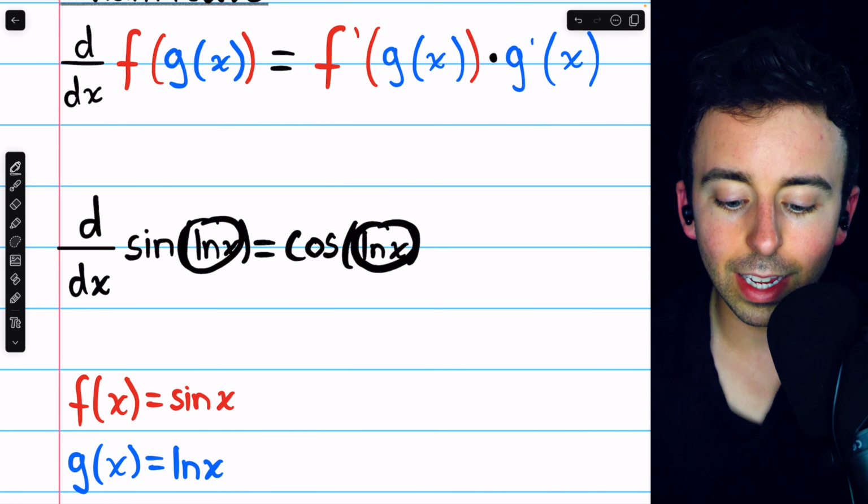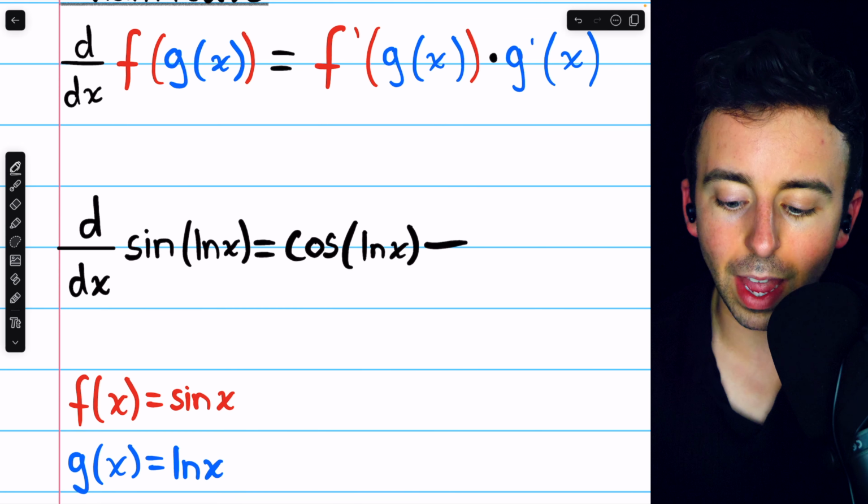The inside function is ln x, and the derivative of ln x is 1 over x. So that's the derivative, which if you prefer, you could bring together as cosine of ln x over x. And that's how to take the derivative of sine of ln x.